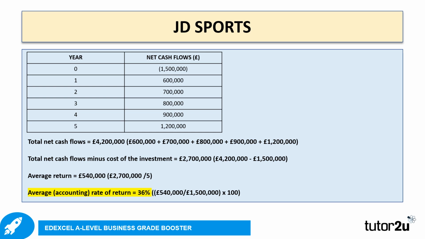So hopefully you've managed to get an average rate of return of 36%. How it's worked out is as follows. You can see on screen, we add up all the net cash flows to give us total net cash flows of £4,200,000. We then deduct the cost of the investment to give us £2,700,000. We then divide that by 5 to get the average. That gives us £540,000. We then divide that by the cost of the investment multiplied by 100 to give us an average rate of return of 36%.